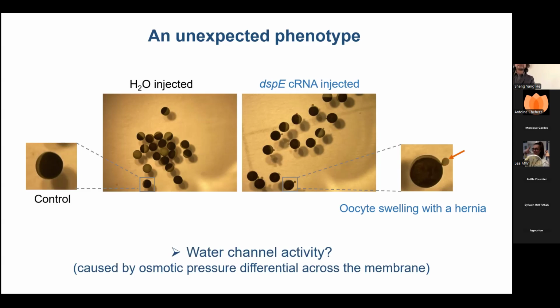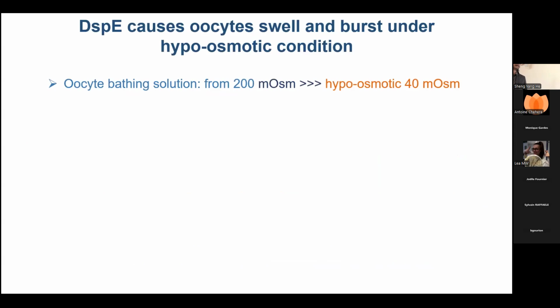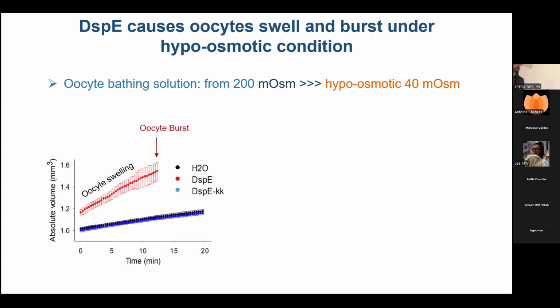So to test that directly, we did an experiment to artificially lower the medium osmotic pressure to very low, to 40 milliosmol, compared to the initial 200, which is the normal electrophysiology experiment, to see whether we can now see actual bursting of the oocyte. Because if the oocyte cannot hold the volume increase, it would just burst. So you can measure that. In fact, within 10 minutes, all oocytes burst. If we inject the wild-type DspE cRNA, they burst. DspE KK is a virulence mutant that does not do virulence. We want to see whether it's connected to the virulence activity. It kills it, okay? And then the water, of course, has no expansion.